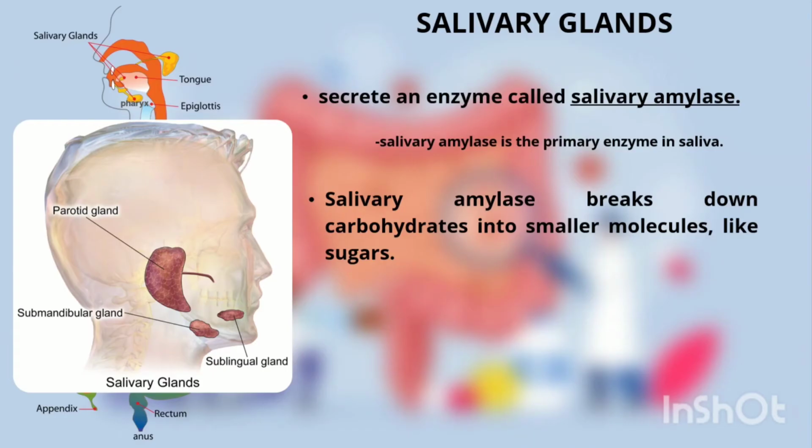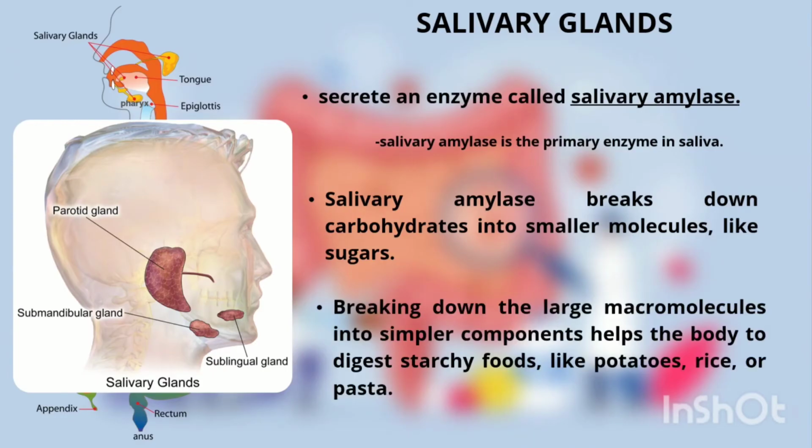Salivary amylase breaks down carbohydrates into smaller molecules like sugars. Breaking down the large macromolecules into simpler components helps the body to digest starchy foods, like potatoes, rice, or pasta.